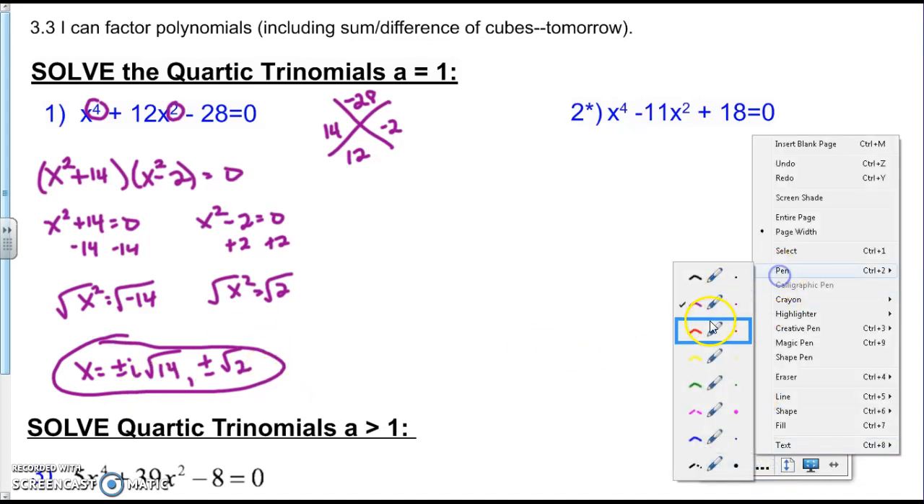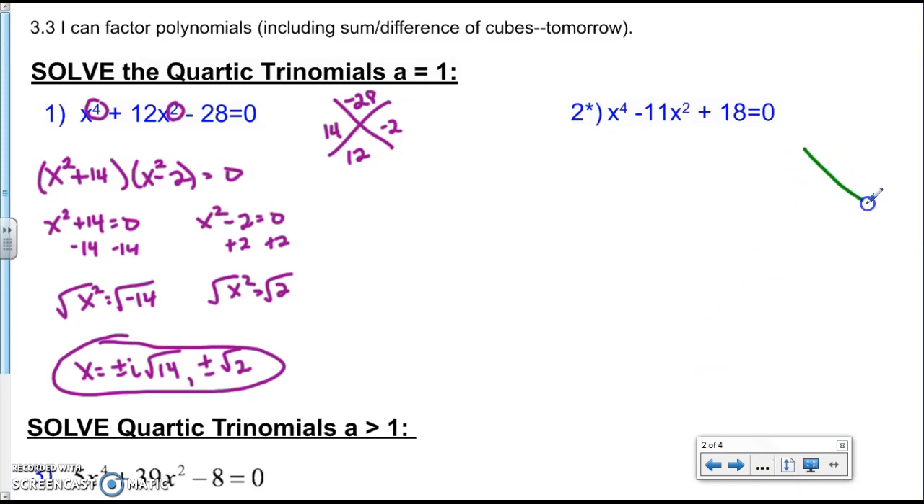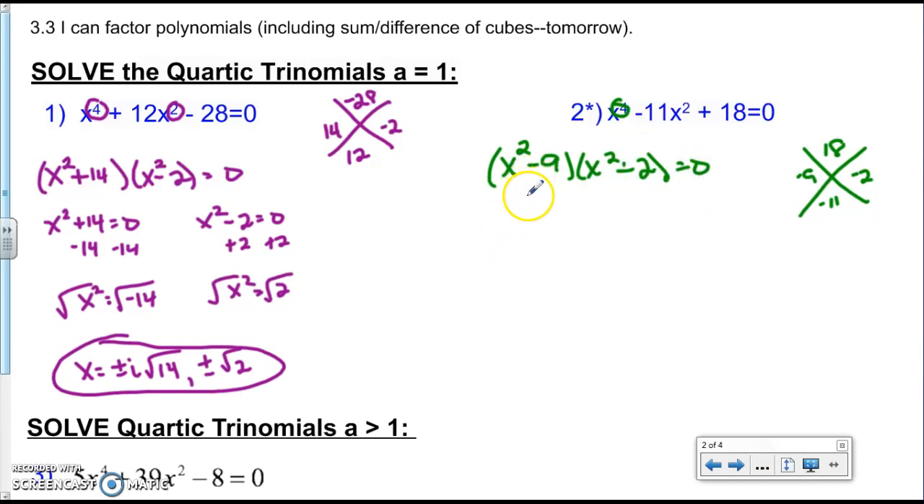Let's do a second one. Okay, 18 on top, negative 11 on bottom, so I have negative 9 and negative 2. So if I'm going to go ahead and factor this, remember because this is x to the fourth, when I split it I have x squared minus 9 and x squared minus 2. And I can do one of two things. I can factor this first group further, or I can go ahead and set each part equal to 0 and solve. So if I factor this further, I'm going to use difference of squares. So the square root of 9 is 3 and negative 3.